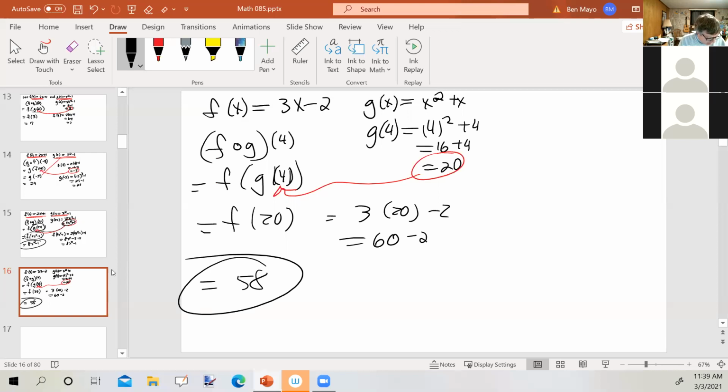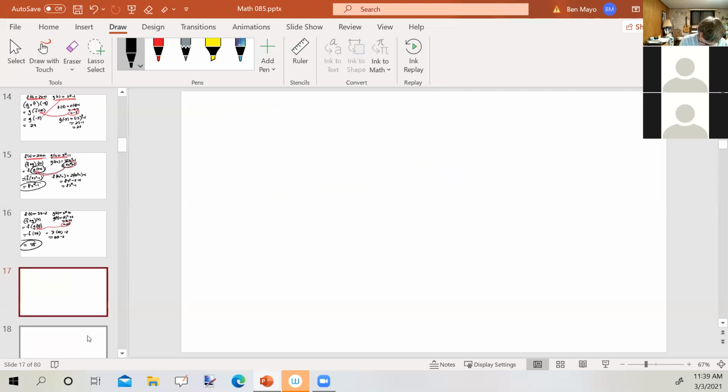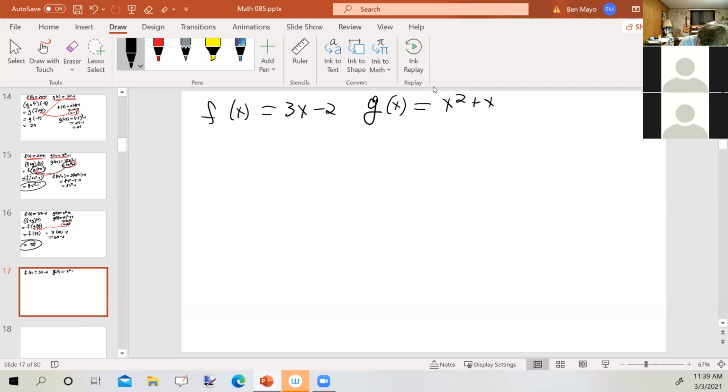Okay. Let's use this same one again. f of x equals 3x minus 2. g of x equals x squared plus x. Now, let's find f composed with g of x.